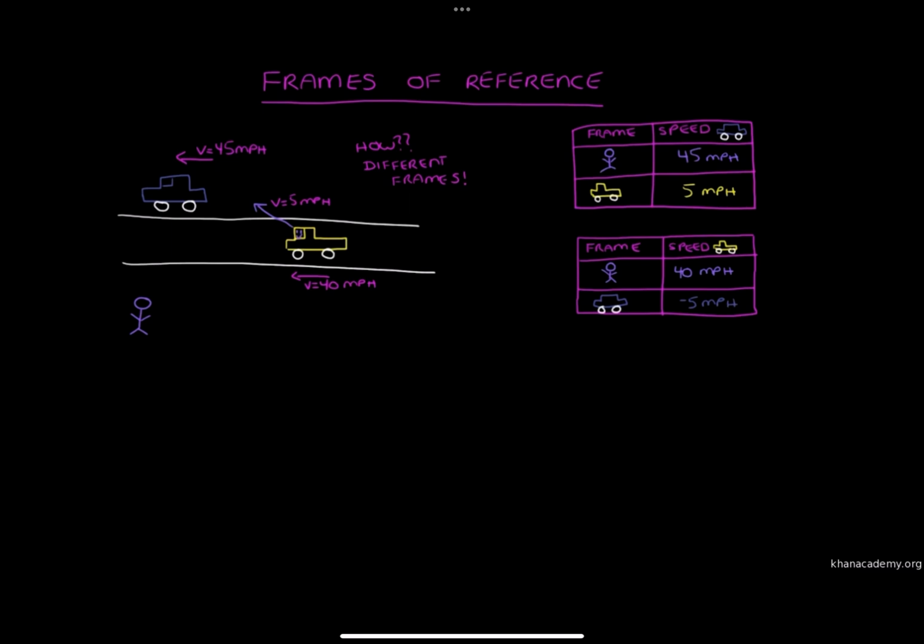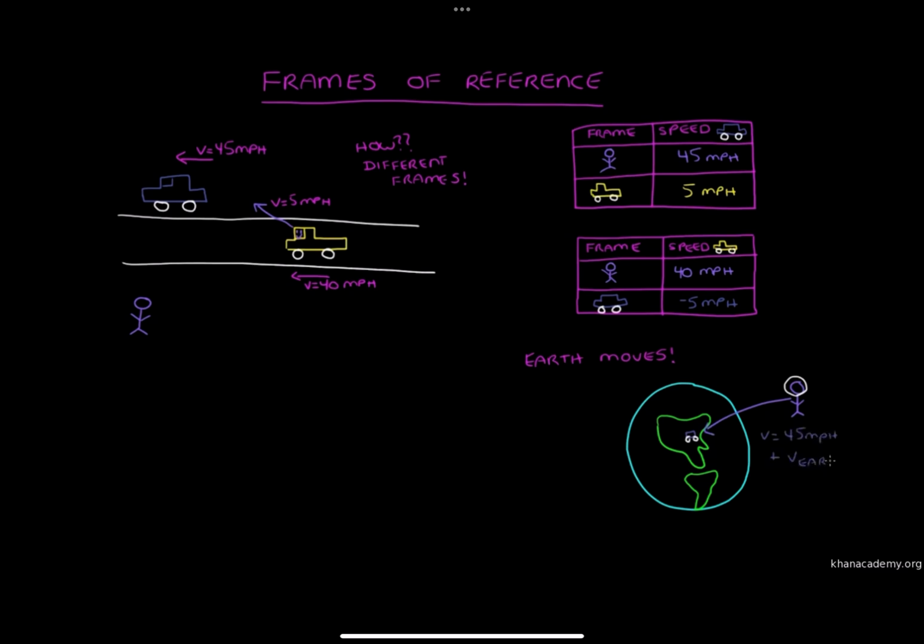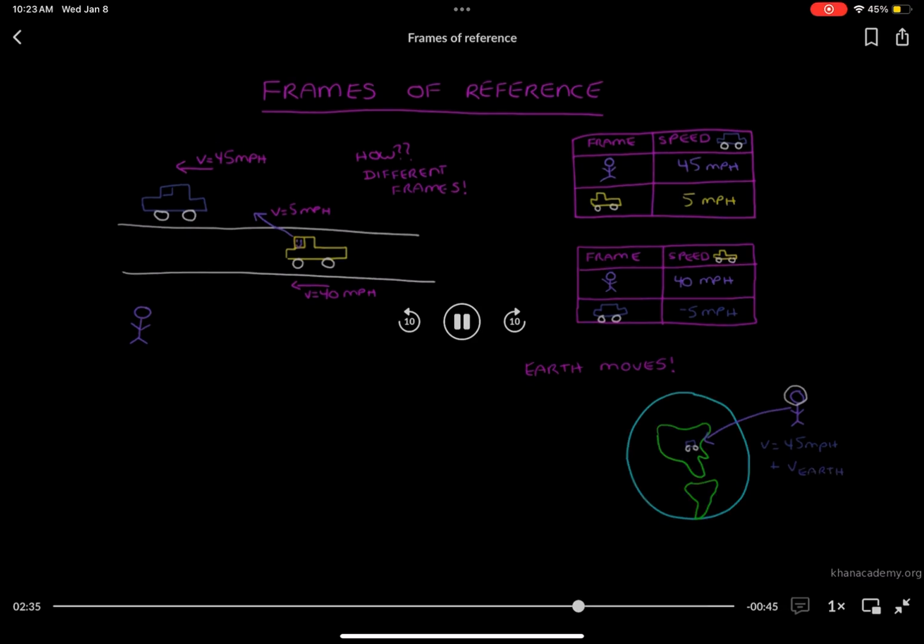Now, you might be thinking, but wait, the person on the side of the road isn't really at rest. They're on the earth and the earth is moving. You're completely correct. The person is at rest with respect to the earth, and the earth is the most common frame of reference that we use. To an observer in space who is not rotating with the earth, the blue car is going 45 miles per hour plus the speed of Earth's rotation. And this is why frame of reference is so important.